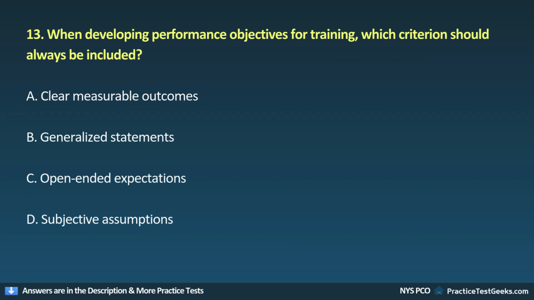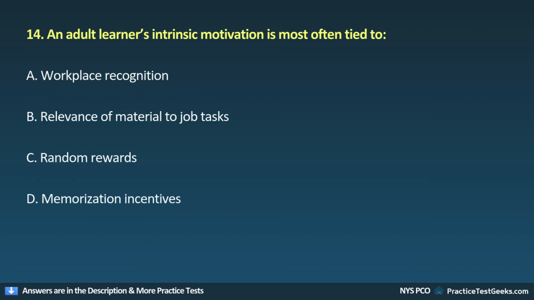13. When developing performance objectives for training, which criterion should always be included? A. Clear measurable outcomes. B. Generalized statements. C. Open-ended expectations. D. Subjective assumptions.